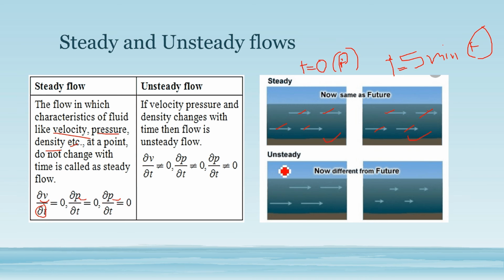But for unsteady flow, if we observe, the arrows are different. That means something is different. What is different? The flow characteristics. The velocity might be different, the discharge might be different, the speed of the flow, the density of the flow. So something is different in this present situation and after 5 minutes. Okay, so when the time changes, the characteristics of flow also change. Hence it is known as unsteady flow. And mathematically, del V by del T, del P by del T, del rho by del T is not equal to 0. That means it is not constant.